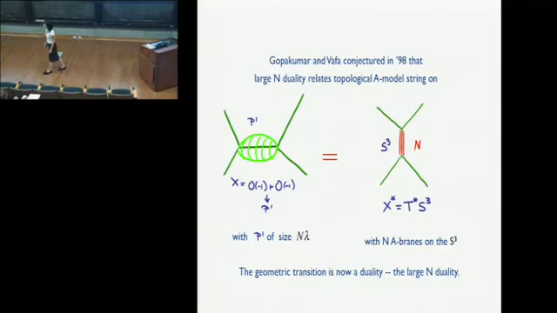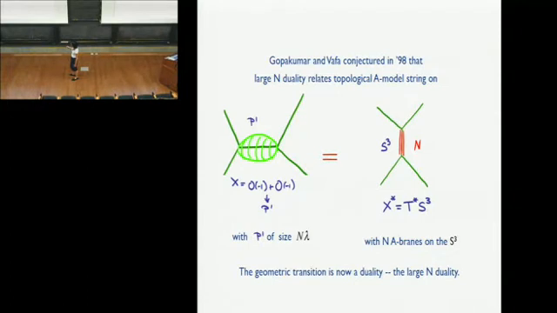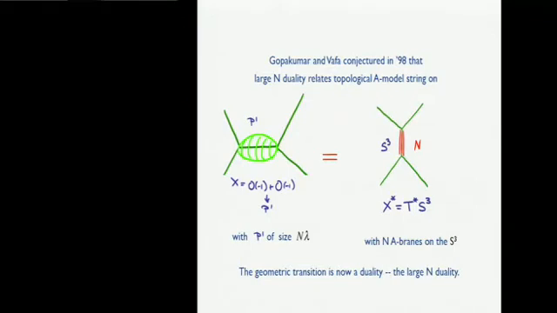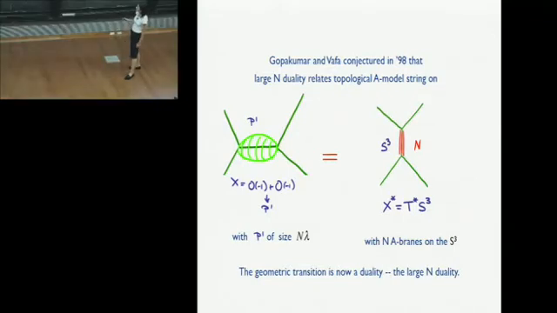So Gopakumar and Vafa conjectured in '98 that there's a large N duality, what physicists call large N duality, that relates the topological A model on X with an S2, and X and a T star S3, where the size of the P1 is N times lambda. And on the other side, after the transition on the S3 side, you get N A branes on the S3. So the number of branes on the S3 gets related to the size of this P1.